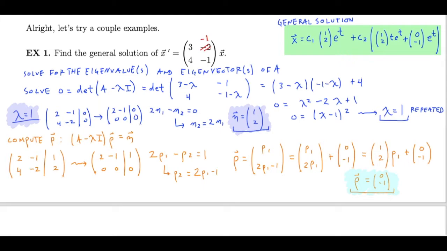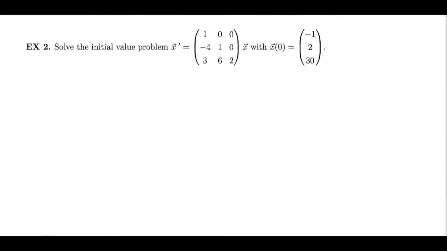So that's the process that we use to solve a system when we have a repeated eigenvalue. We've got just a couple more examples that kind of explore this method in a little bit more detail. In example 2, we have a 3x3 system, and we have been provided with an initial condition. Therefore, we'll have an initial value problem to solve.